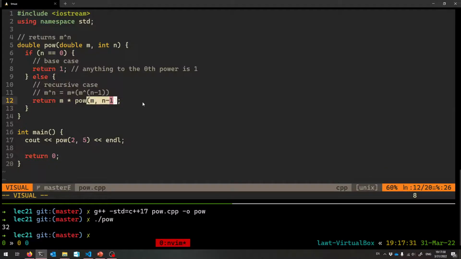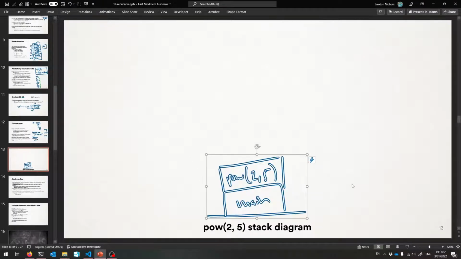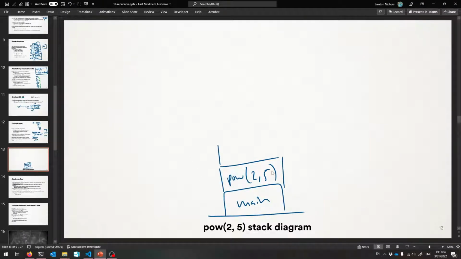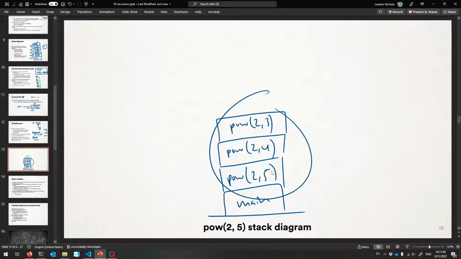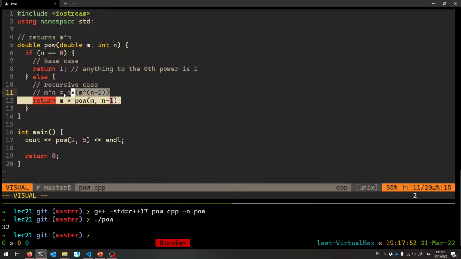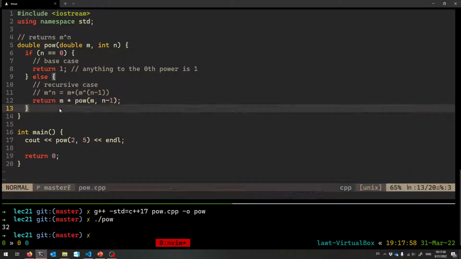So we need to multiply our m, which is 2, times 2 to the 4th power, that is, 2 and n minus 1. If n was 5, now it's 4. So we need to go off and compute a subproblem's answer, pow of 2 to the 4. And again, by the recursive rule, what's 2 to the 4th power but 2 times 2 to the 3rd power? We need that answer before we can complete anything. None of the pow function calls have returned yet. They're all sitting here waiting on this call to give back an answer so that it can multiply its m by that answer and give it back.